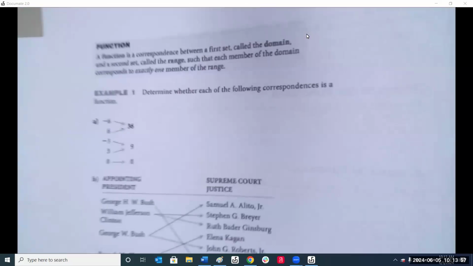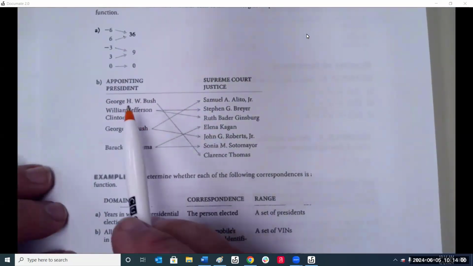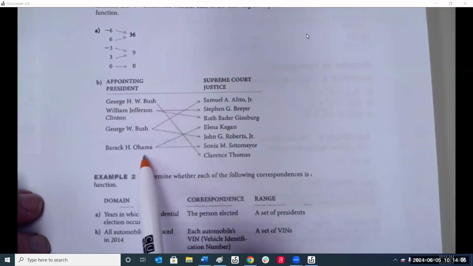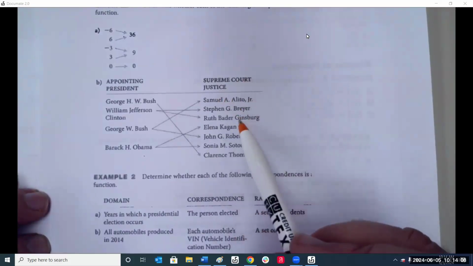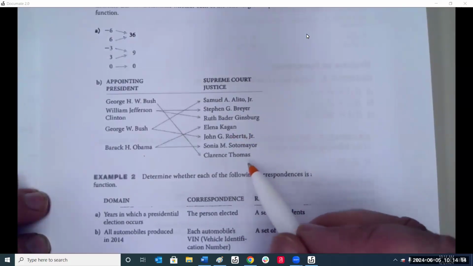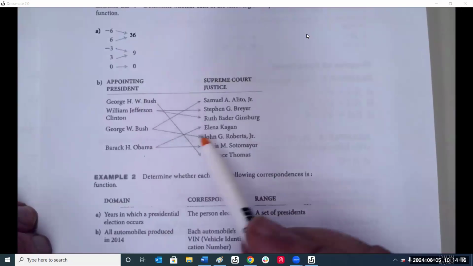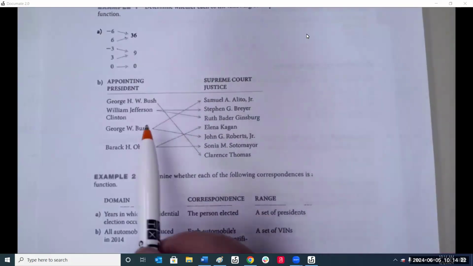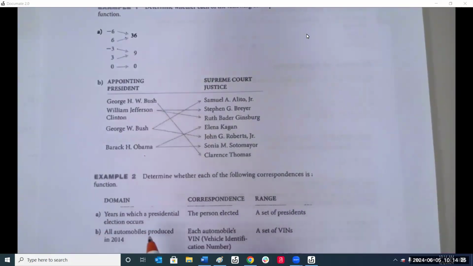Here's the next example. Let's look at this one. Appointing president: George Bush, Clinton, Bush, and Obama. Supreme Court Justice: Alito, Breyer, Ginsburg, Kagan, Roberts, Sotomayor, Thomas. Does this represent a correspondence? Why? Because Clinton appointed 2 people, and Bush appointed 2 people, and Obama appointed 2 people. So it's not a correspondence.